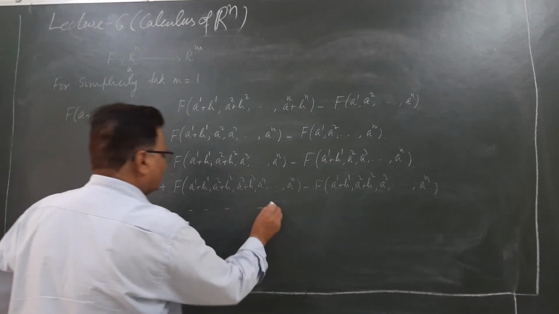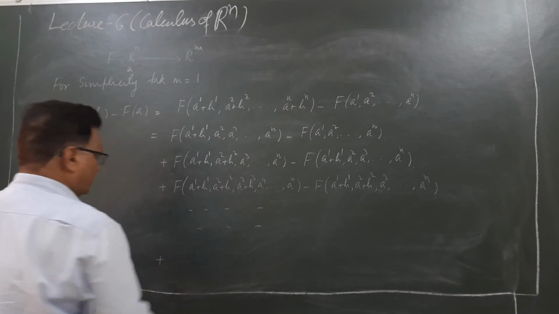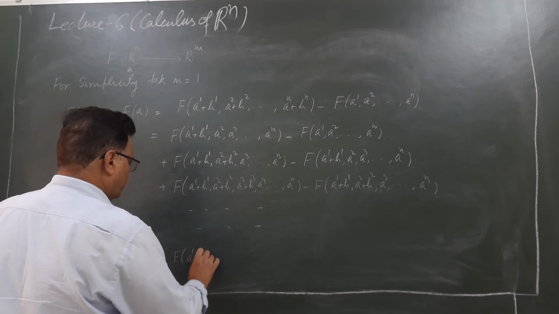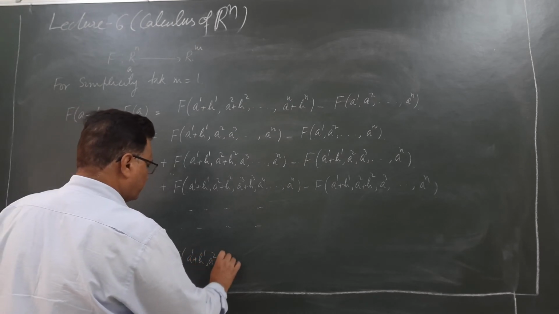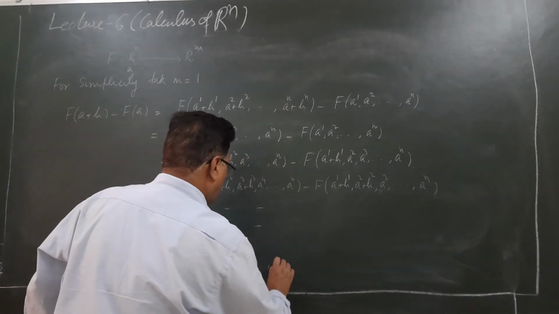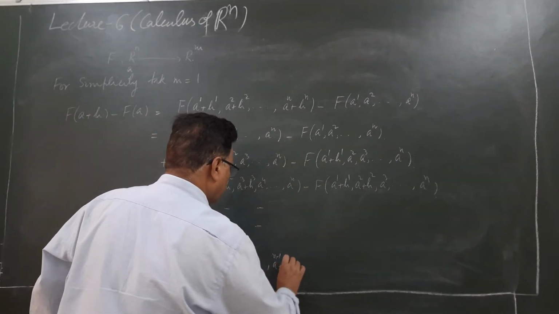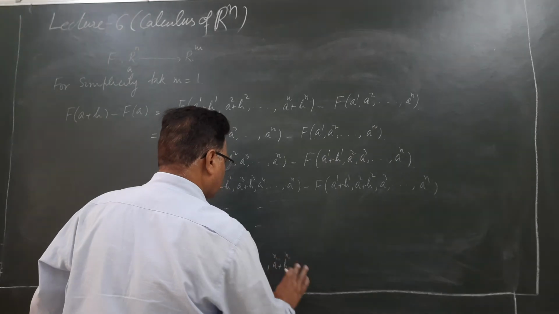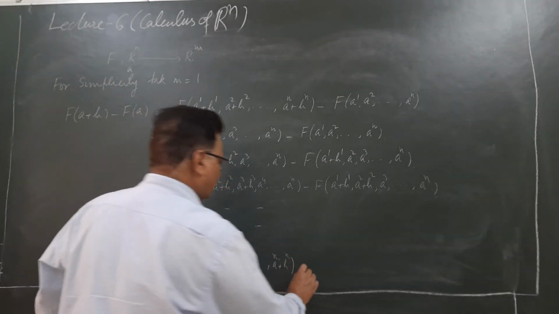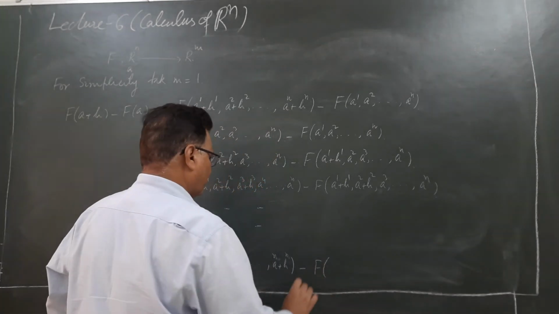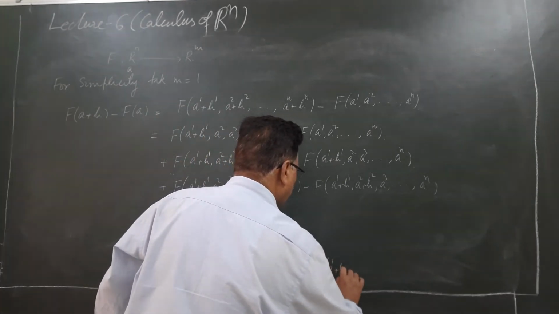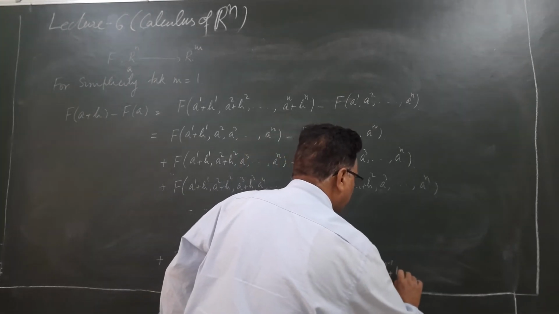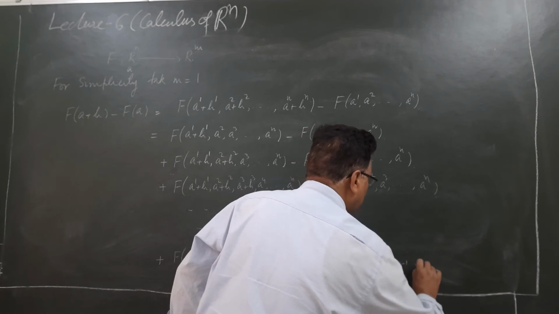And similarly, you keep on writing. Here it will be f of (a1 plus h1, a2 plus h2, ..., a_{n-1} plus h_{n-1}, and write the last ones, the last ones), minus f of (a1 plus h1, ..., a_{n-1} plus h_{n-1}), and this is how we have written it.